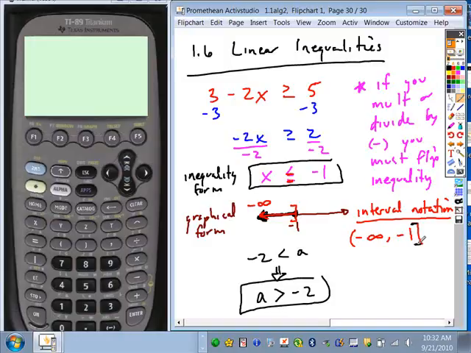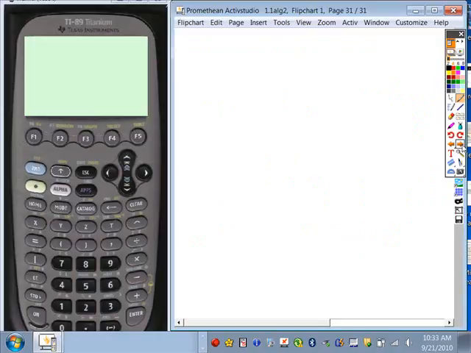Okay. All right, I want to take a look at another problem and just talk through this as well. Okay, I want you to see if you can solve this really quickly. Again, not using your calculator yet.